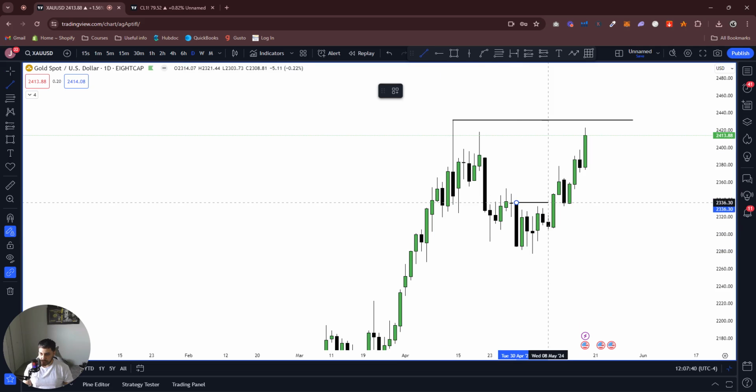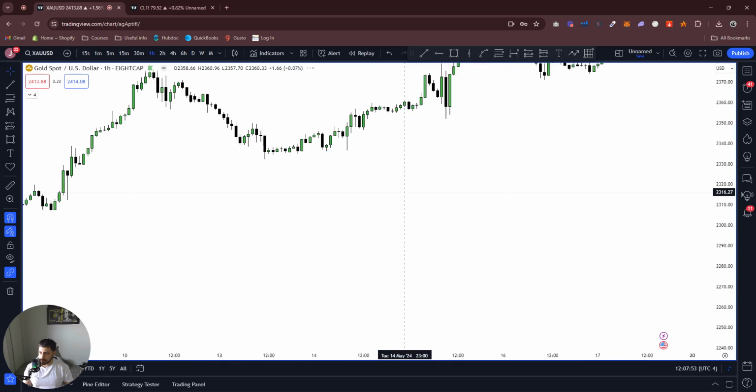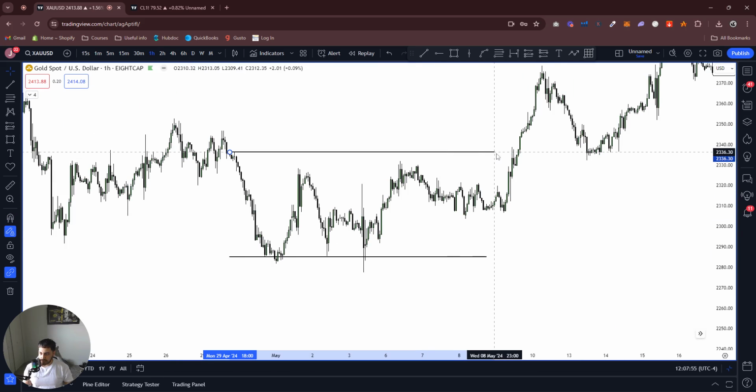So I mark this range out, and then as you guys can see here, we never close a body below the range low right here, right? We come back, we sweep below again, and then we're just kind of sideways for a bit, right? If I go to the 1 hour here, this is our daily range right here that we're using. We come back, we sweep liquidity, and then we start pushing up.